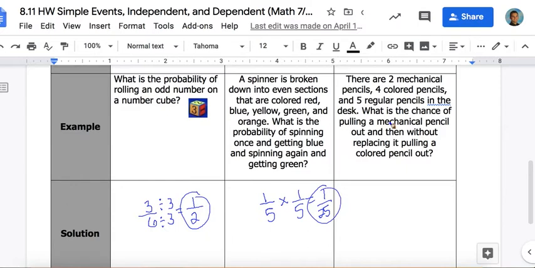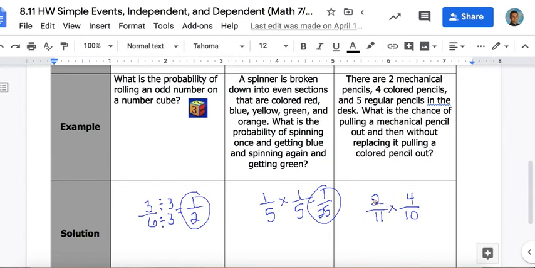And finally, this last event is dependent. It says, what is the chance of pulling a mechanical pencil out, then without replacing it, pulling a colored pencil out? So we know that there are 2 mechanical pencils out of 11. But then we also know we're not putting it back in. So now there's 10 pencils left. And the second event is pulling out a colored pencil. So there are 4 colored pencils, because I pulled out a mechanical, so that didn't affect the colored pencils. It just affected the total number of pencils left in the desk.